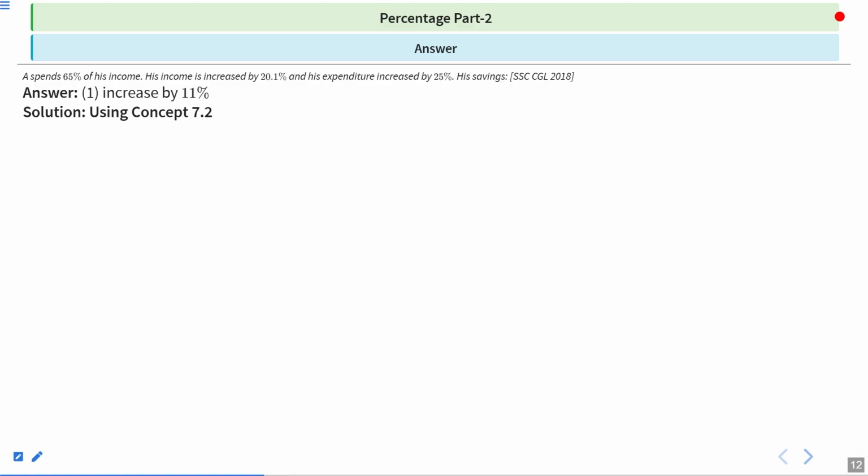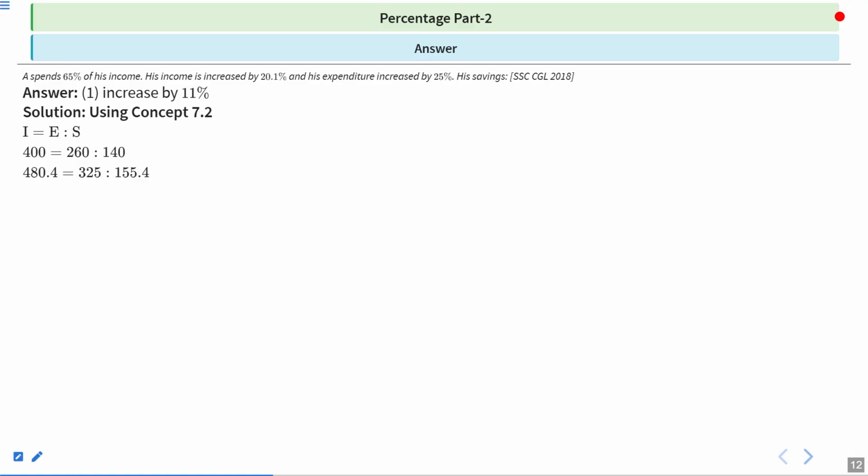Using concept 7.2 in this question, income is equal to expenditure plus saving. So the ratio of expenditure and saving will become, if we let income be 400, we can say that expenditure is 260 and saving will become 140.